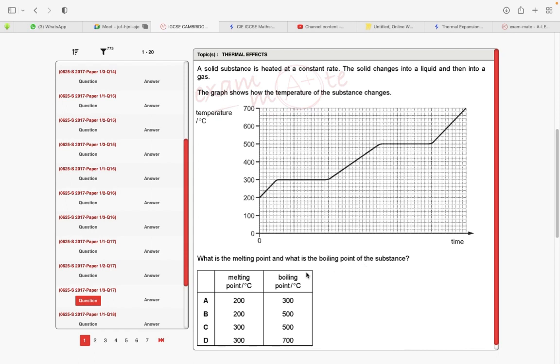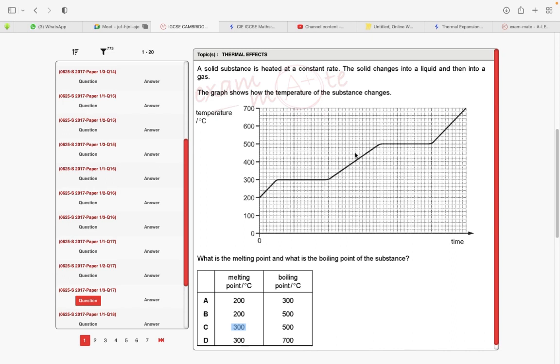Don't be confused. Here, the substance is a solid between 200 to 300. Then at 300, you have a constant temperature. That is where melting is taking place. I knew it was either C or D because of the constant temperature. Yeah, the constant temperature is the melting point. This first constant temperature is your melting point.